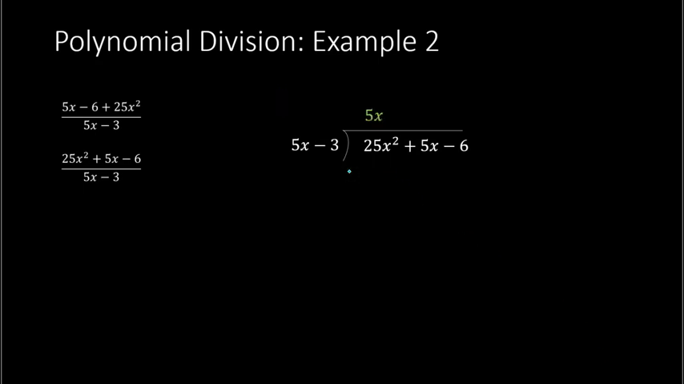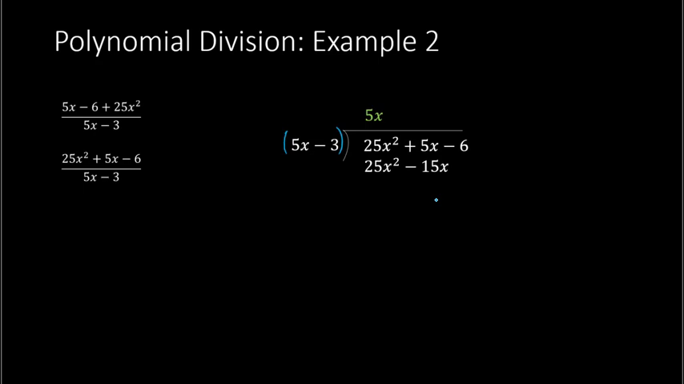So up here in the top, we're going to write 5x. And then step 2 is we take the 5x and multiply it by 5x minus 3. So when you multiply, make sure you multiply by the entire binomial. So 5x times 5x would be 25x squared, and 5x times negative 3 is negative 15x. So that's going to go right here.